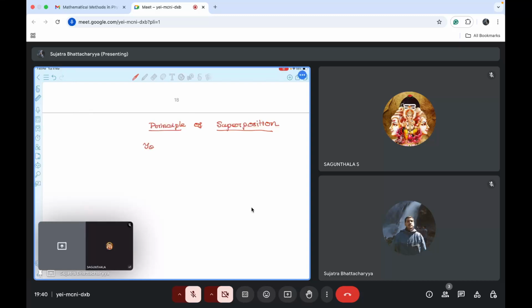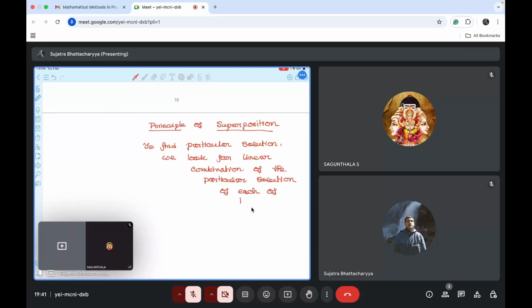To find the particular solution, we look for a linear combination of the particular solution of each of the forcing terms. Okay. So what does that mean?